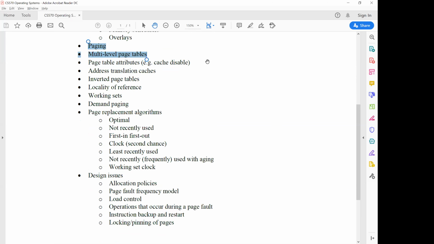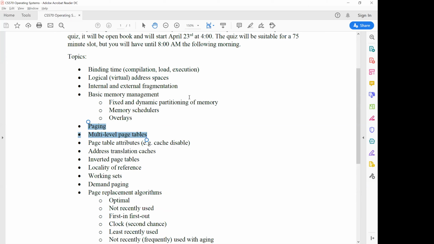So this covers everything from the last quiz up to semaphores then? It doesn't include semaphores, but everything in between. Correct, exactly, yes. Essentially just memory management, virtual memory and paging, everything related to that.